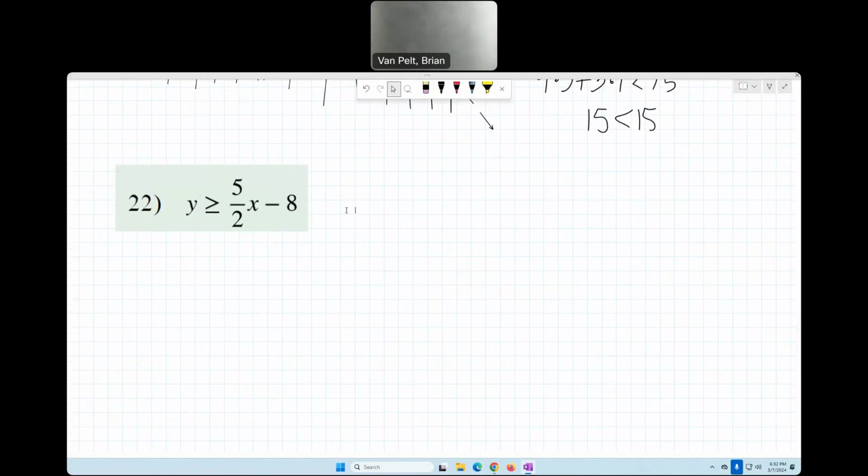It's just bypassed. So all right, let's go over what we need to do. You get your graph. Am I going to use a solid line or a dashed line here? Solid line. And then figure out the shading; y is already done for you. So go ahead and give it a try. Take a few minutes and try it.